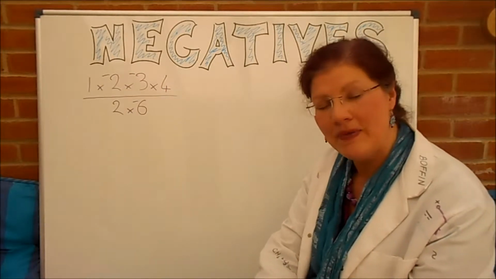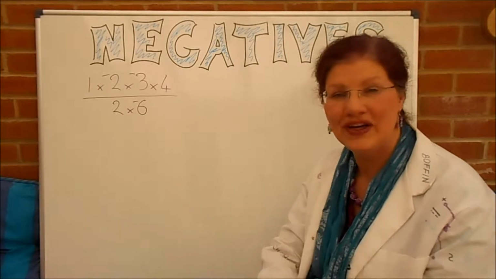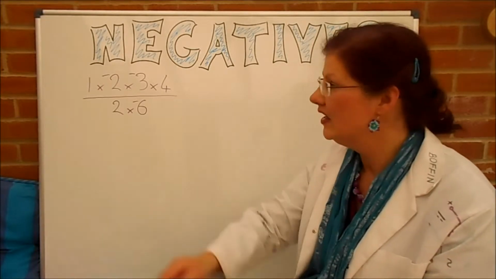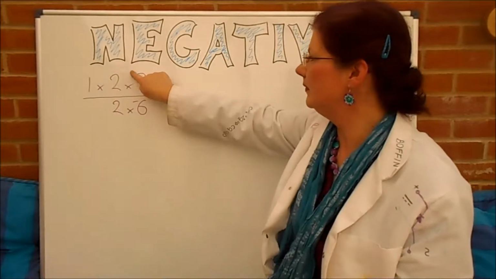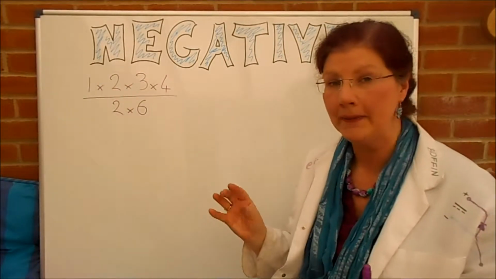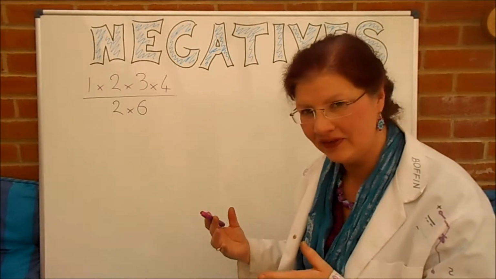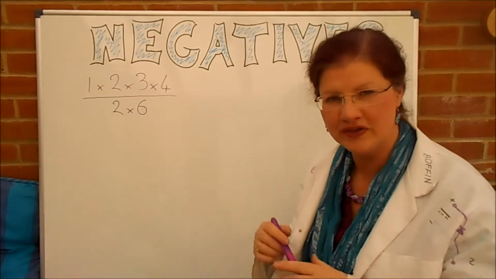Now if you remember, the way that we attack multiplying and dividing positives and negatives is basically just to forget all about the negatives, okay? Pretend they're not there. That one, and that one. We're just going to rub them out, okay? We're going to do the sum as if they're not there and get the answer, and then we'll look at whether it's positive or negative.